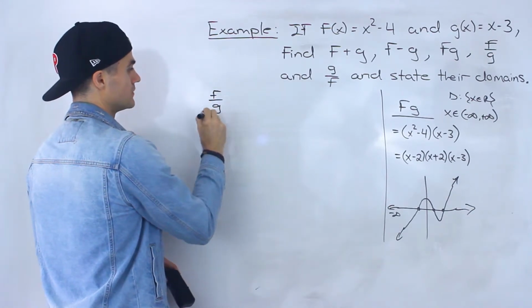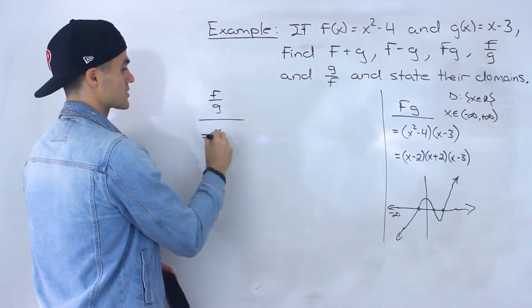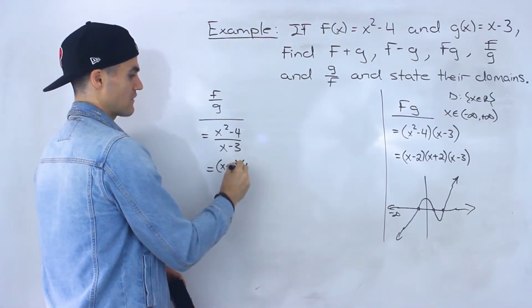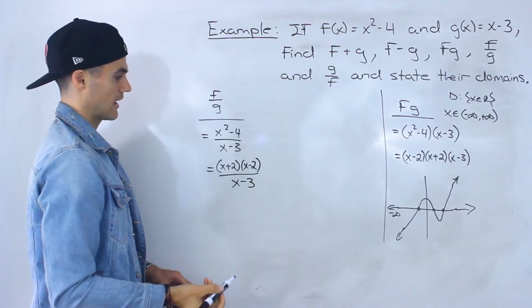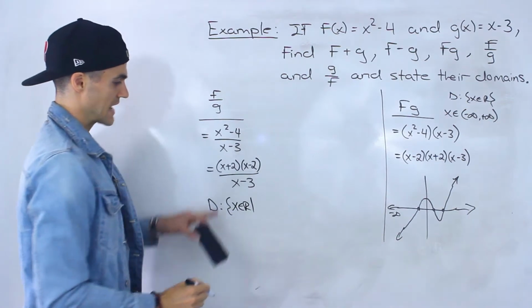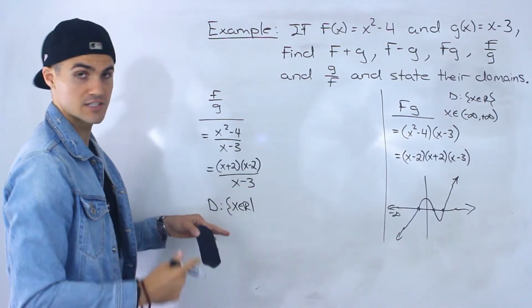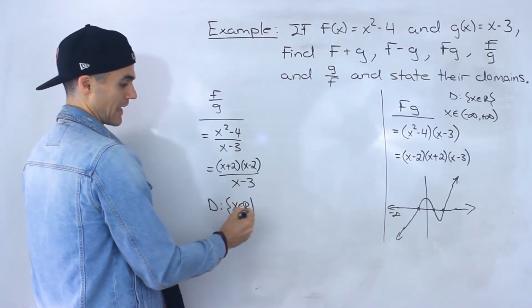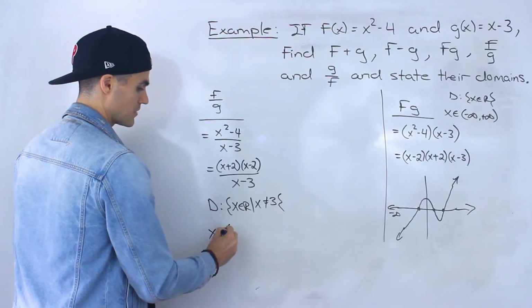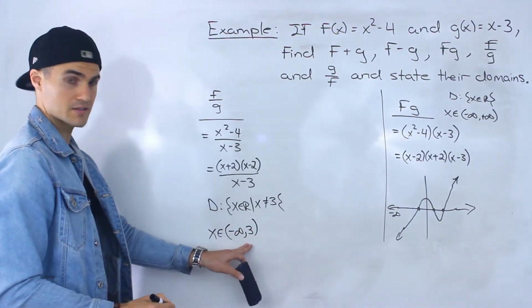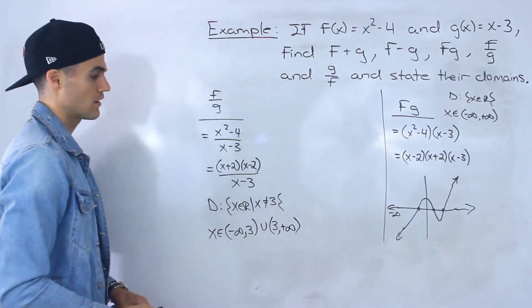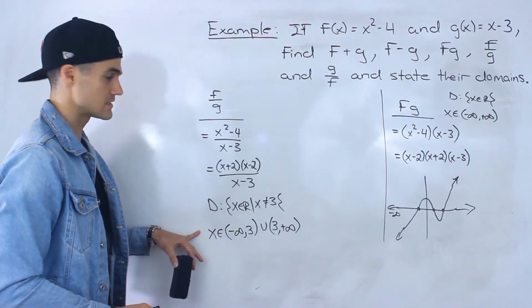So f over g, what's that going to be? It's going to be x squared minus 4 over x minus 3. You always want to factor everything just to see if any factors cancel out. In this case, there are no factors canceling out. So from here, the domain is not just x ∈ ℝ, but notice that x cannot equal 3, because if it equals 3, then the denominator is going to be 0, and you can't divide by 0. So x can be anything, but it cannot equal 3. In interval notation, x can be from negative infinity to positive 3, not inclusive of 3, so we put a round bracket there, or from positive 3 to positive infinity, not inclusive of the 3 there as well. That is the domain for f over g.